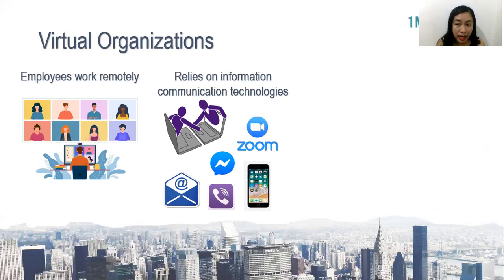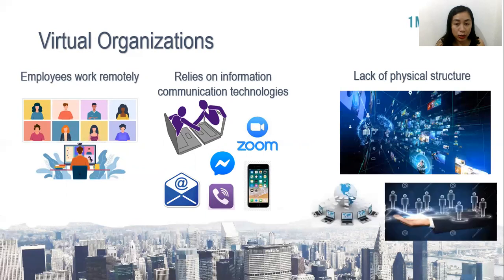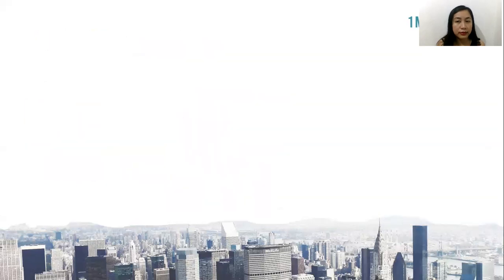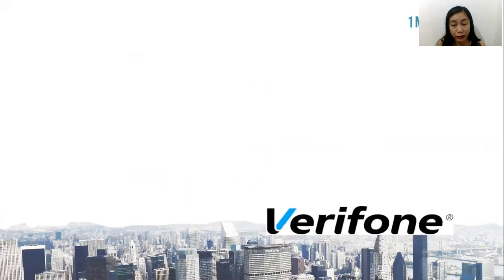They rely on email, wikis, Google Meet, Zoom, Viber, cellular, etc. to keep in touch. They lack physical structure such as an office, warehouse, or building. Many companies that are not solely virtual use the principle of virtual organization as a way to structure the work of globally distributed teams. One of them is Verifone.